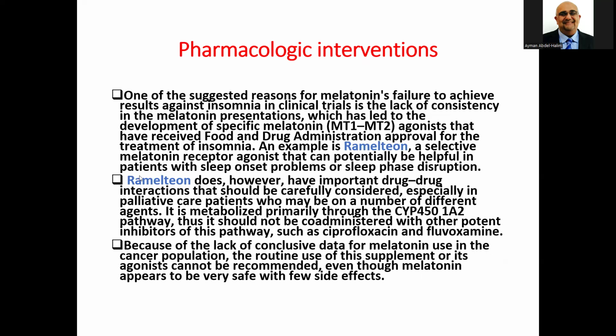One of the suggested reasons for melatonin's failure to achieve results against insomnia in clinical trials is the lack of consistency in the melatonin presentation, which might lead to the development of a specific melatonin agonist that has received FDA approval for treatment of insomnia. An example is Ramelteon, a selective melatonin receptor agonist that can potentially be helpful in patients with sleep onset problems or sleep phase disruption.